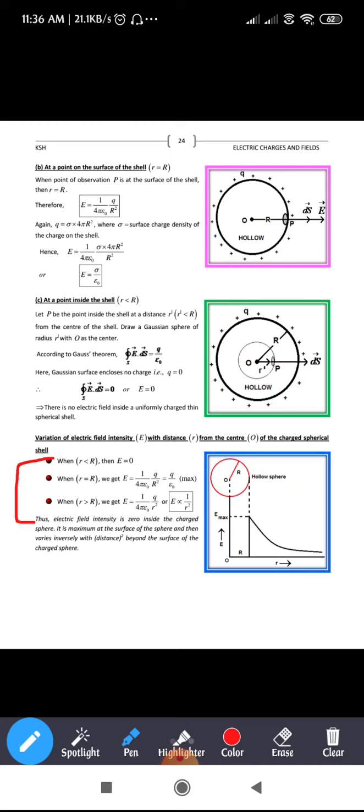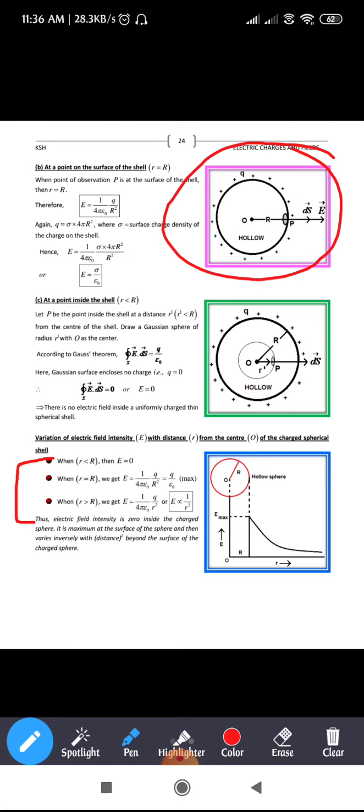So the next two cases. When small r is equal to capital R, in that case, what happens? E is equal to maximum. In this second case, case B, when small r is equal to capital R, the value of E comes out to be Q divided by epsilon naught, that is maximum.